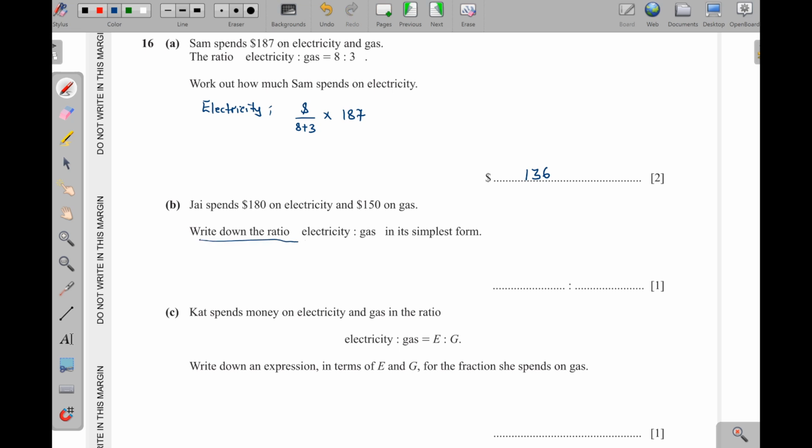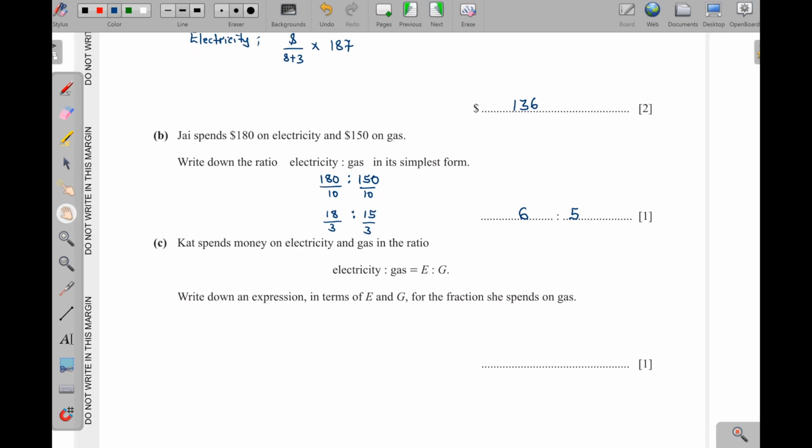Then part B, Jai spends $180 on electricity and $150 on gas. Write down the ratio electricity to gas in the simplest form. So we shall have 180 here, then 150. First, I'll divide by 10, right? Then this one will give me 18, and then here, 15. Now here I can divide all through by 3, not so? So in other words, altogether, I can divide through by 10 times 3, that is 30. So 18 divided by 3, you will get 6. And then 15 divided by 3, you'll get 5. As simple as that.